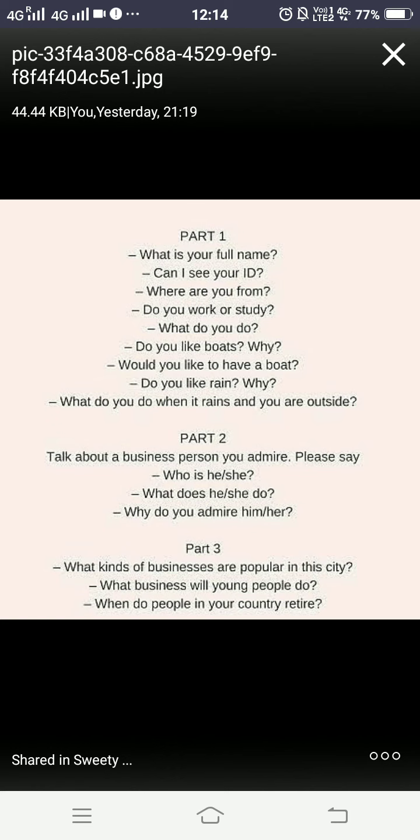For example, what kind of businesses are popular in this city? What business will young people do? When do people in your country retire? So, the questions would be related to part 2.